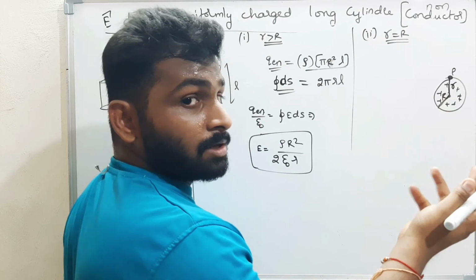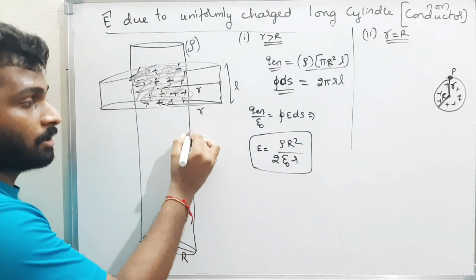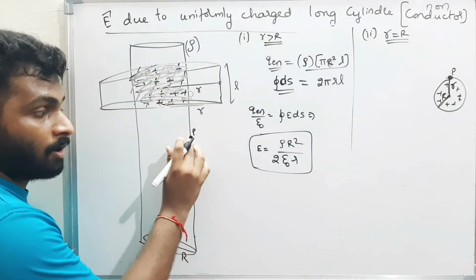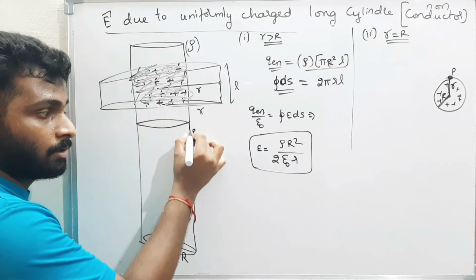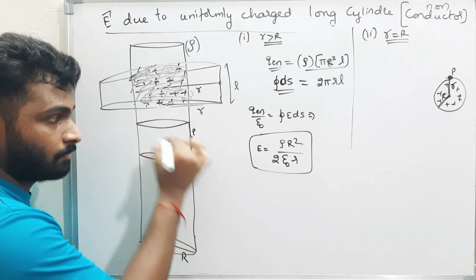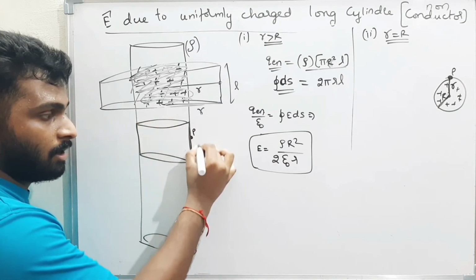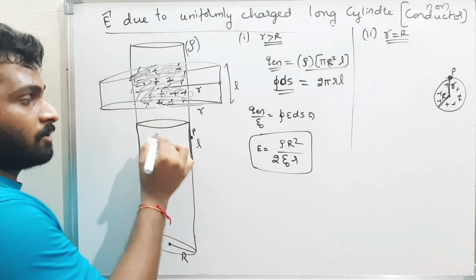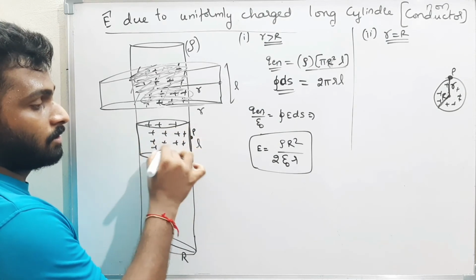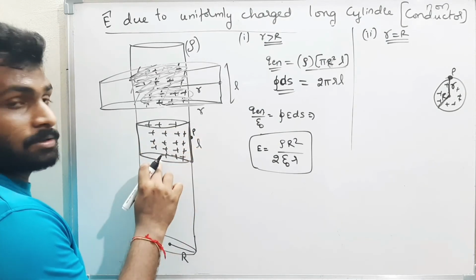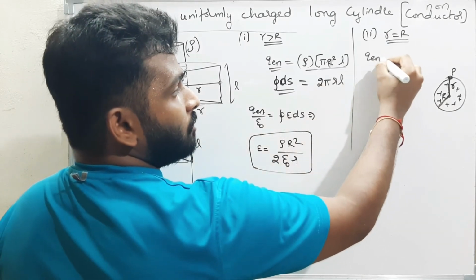Now what is the Gaussian surface? I am assuming a point P here on the cylinder. The Gaussian surface has to pass through the point like this. The length is here. Now what is the charge enclosed? Inside this Gaussian surface, what is the charge present? The charge present is how much? Q enclosed is how much?